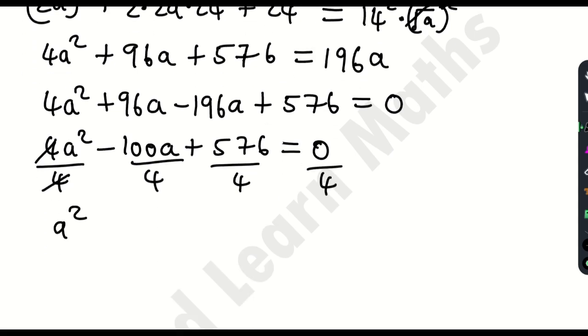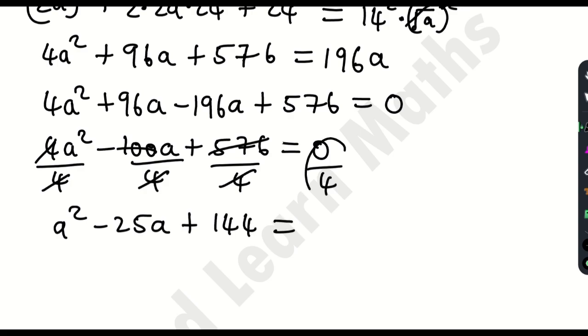What do we have? We have A squared. What is 4 into 100? That is 25. So we have 25A. And what is 4 into 576? That's going to be what? 144 is equal to 0 divided by 4 is obviously 0. We can now factorize.